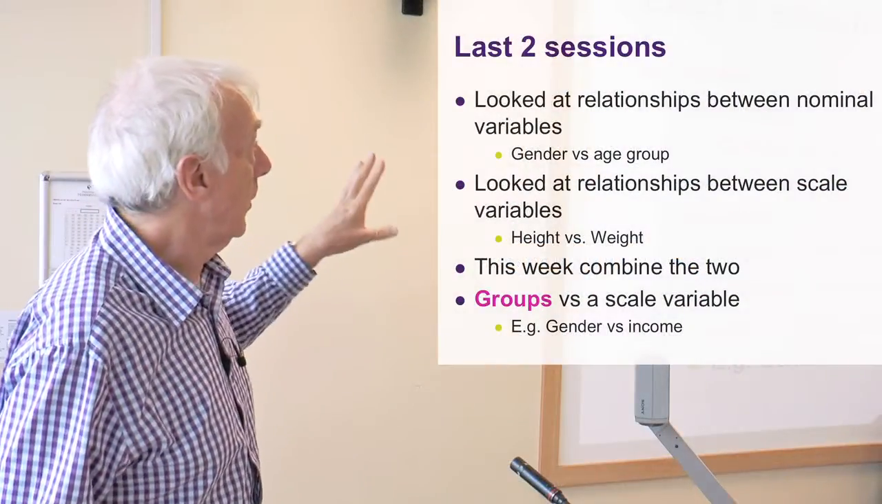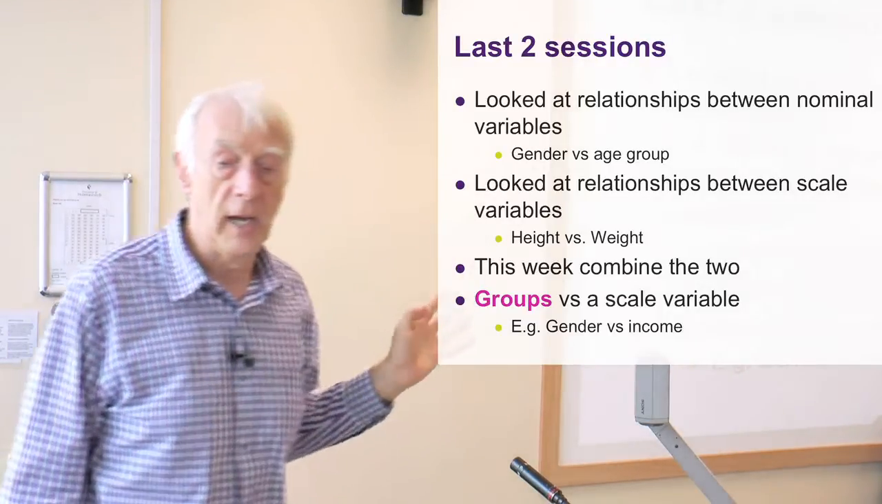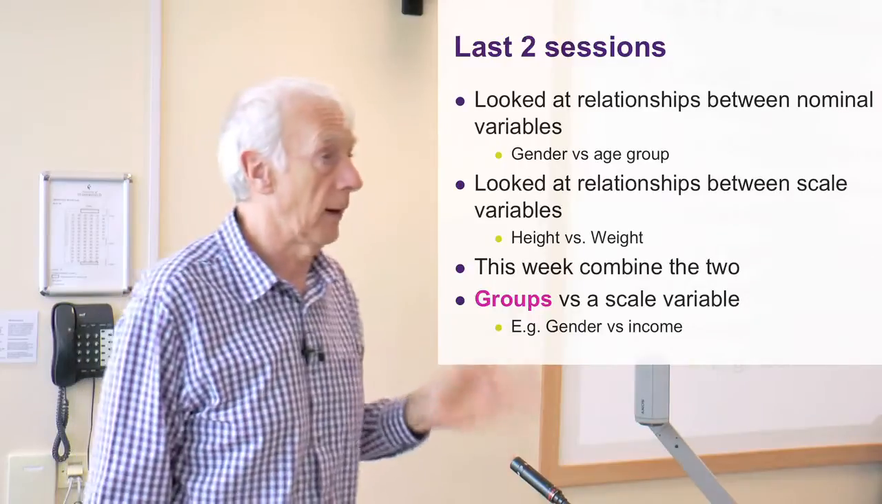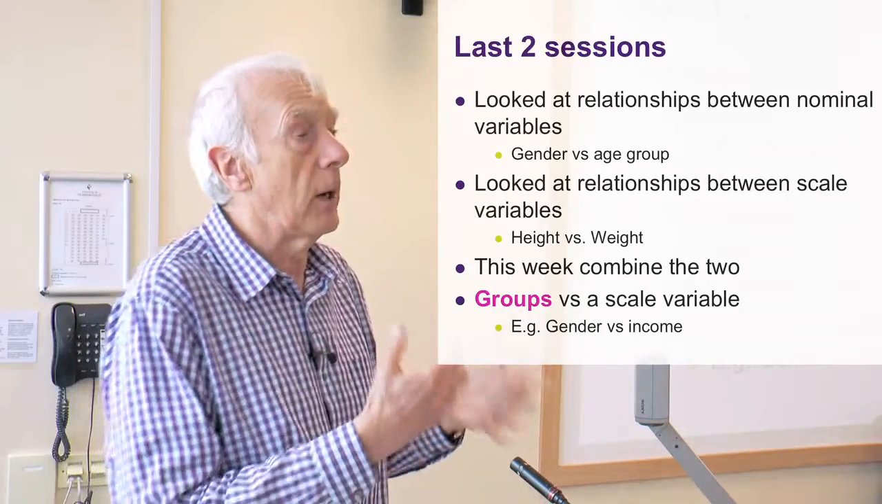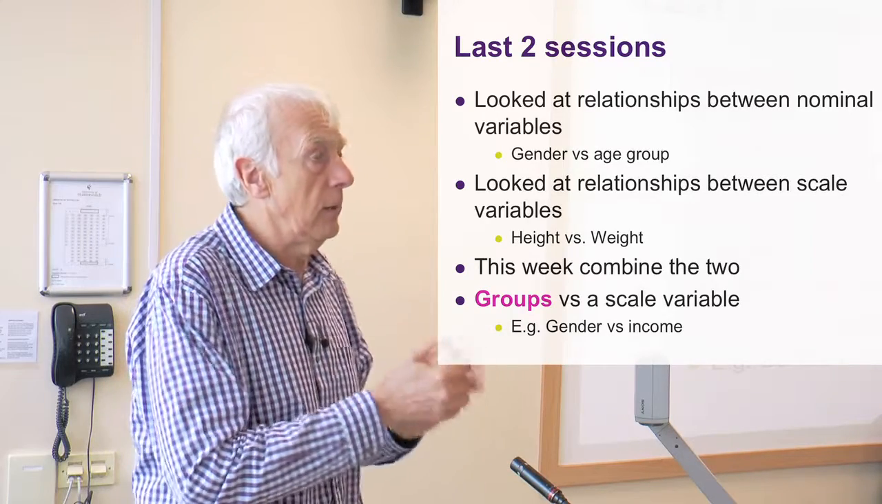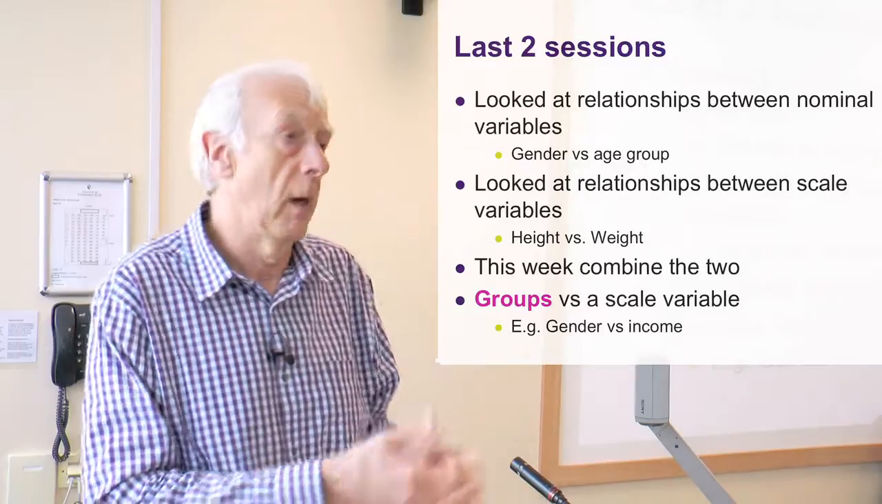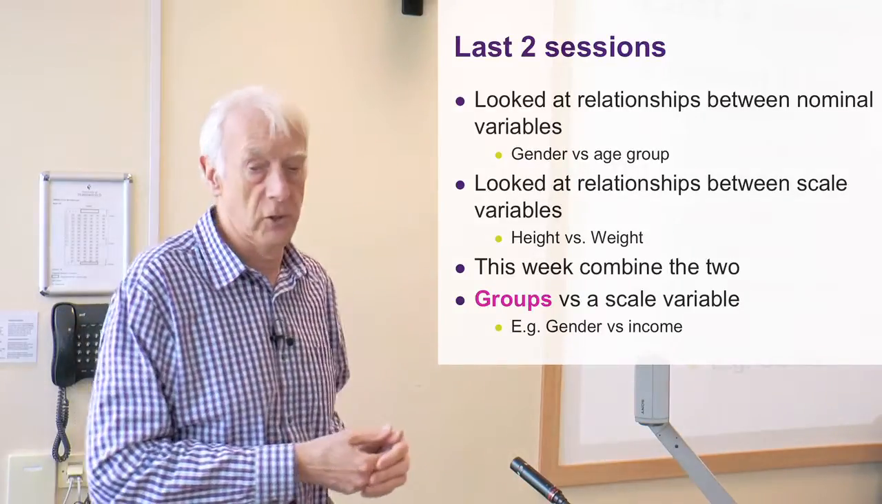Looked at in the last two sessions, two weeks ago, was looking at things like gender versus age, looking at the relationships between nominal variables, or categorical variables, if you like, things where you can't really put them into any particular order, but you can at least count how many you've got in the various categories. And we use chi-squared and cross-tabulations as ways of analysing that relationship.